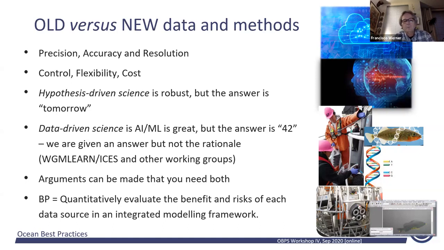And there's a whole host of working groups and teams trying to develop the AI machine learning aspect of things. Arguments really can be made that you need both. And so best practices might be to evaluate the benefits and risks of each, and then work towards integrating them into a new framework. The next slide, please.